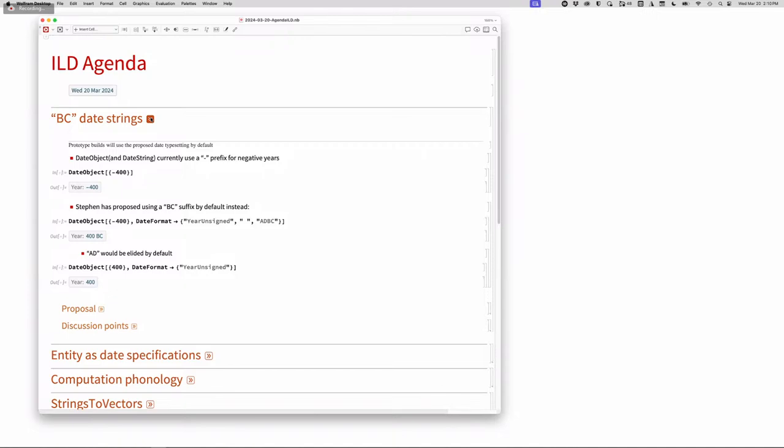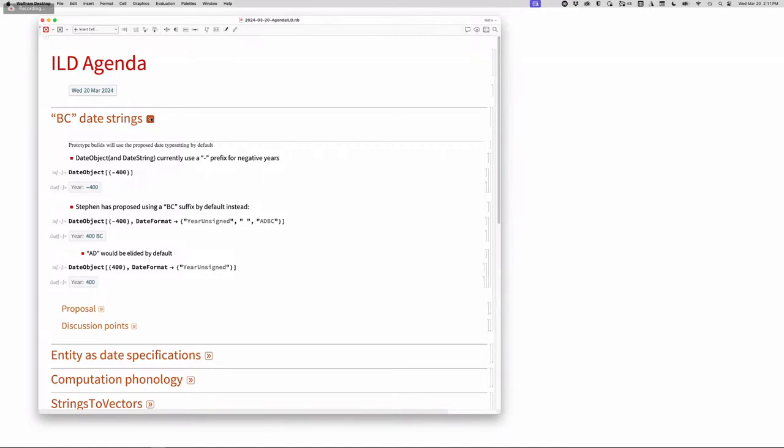Okay. Yes, so this was a request you had made in a prior meeting, basically where you didn't really like the signed minus 400 showing up in DateObjects. And so the proposal section has basically what I'm proposing. There's two ways we can go about it, one of which is to kind of fake it in DateObject, and the other is the proposal that I actually have, which is to change the way that we generate date strings for year, both in DateObject and DateString, which basically will do what you were proposing.